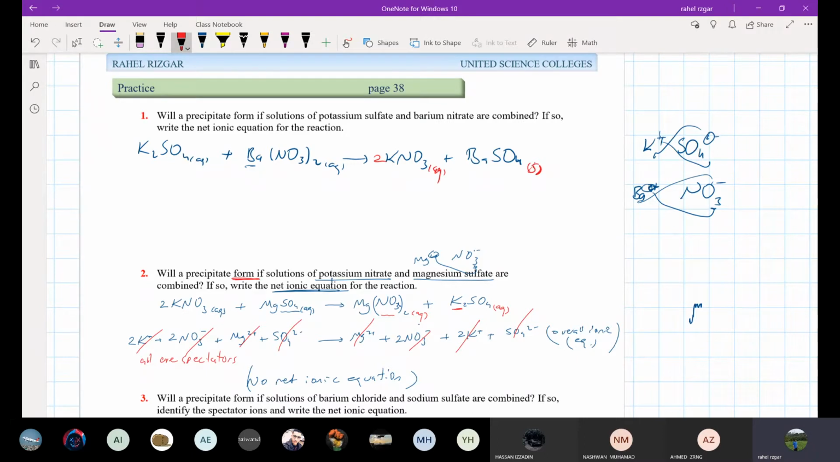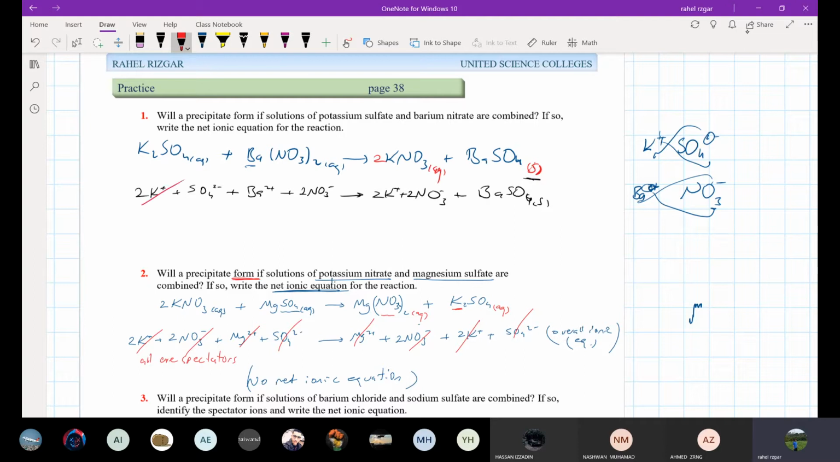Now, let's write the overall ionic equation. If the compound is aqueous, then we say it has become ions. Then it's 2K, SO4, barium, 2NO3, again 2K, 2NO3, but since this is solid, barium sulfate will remain the same.